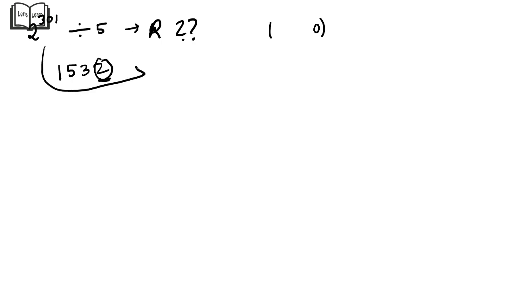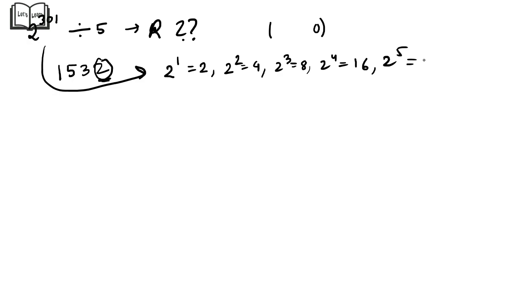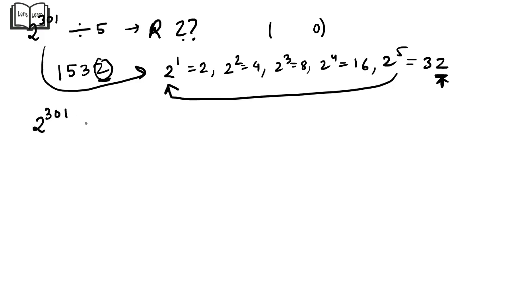To solve this, at first we will look at the powers of 2. 2 to the power 1 is 2, 2 to the power 2 is 4, 2 to the power 3 is 8, 2 to the power 4 is 16, 2 to the power 5 is 32. Note that the last digit repeats itself after 4 powers. So we can write 2 to the power 301 as 2 to the power 4 times 75, into 2, which is equal to 301.